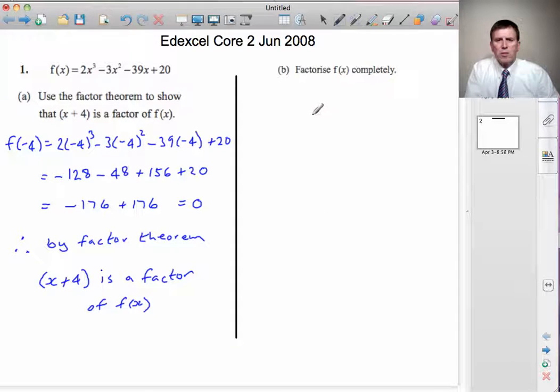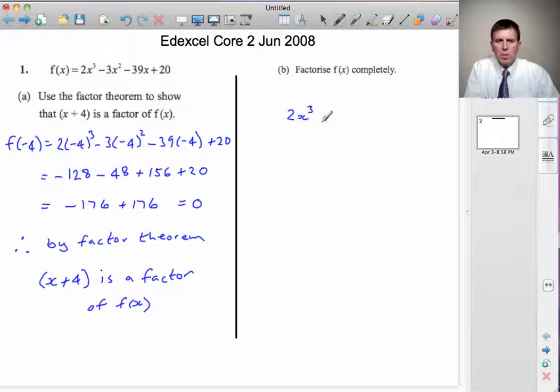Part B says factorize f(x) completely. So what we're going to do now is divide f(x) by x plus 4. We know it's a factor, and that will give us another factor which will be a quadratic factor. And then we'll need to factorize that as well into two linear factors. So let's do the algebraic long division.